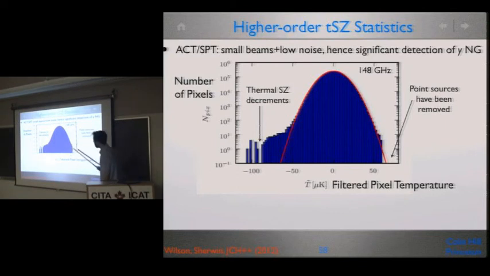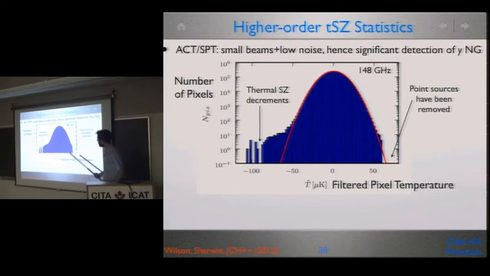So you have this large Gaussian noise component, and then at this frequency, the TSZ signal is negative, so you have this negative tail that comes from the TSZ decrements. And then in principle, there's also a point source tail here at positive temperatures, but we've removed those with a masking procedure, which I can tell you more about.